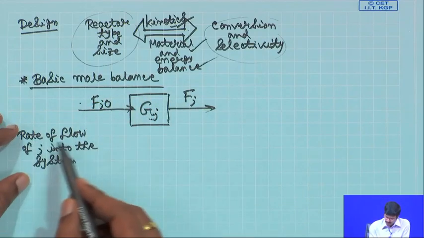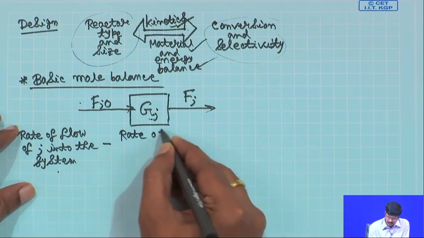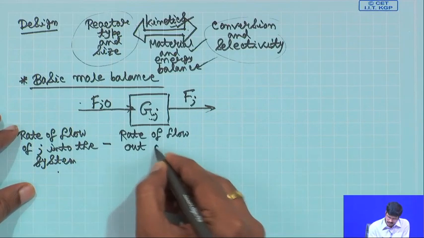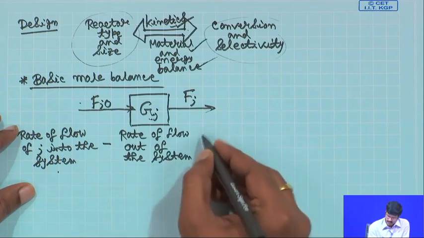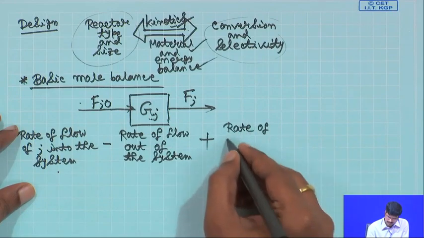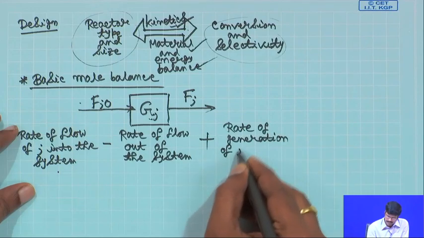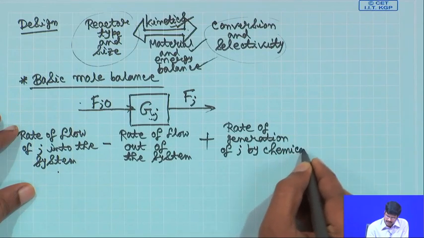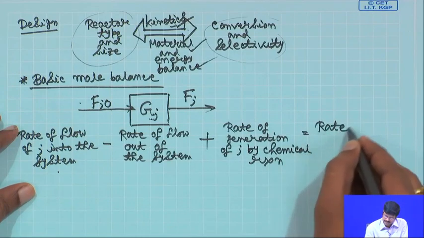So, rate of flow of j into the system, minus rate of flow of j out of the system, plus rate of generation of j by chemical reaction which happens in your reactor, is equal to the rate of accumulation of j.